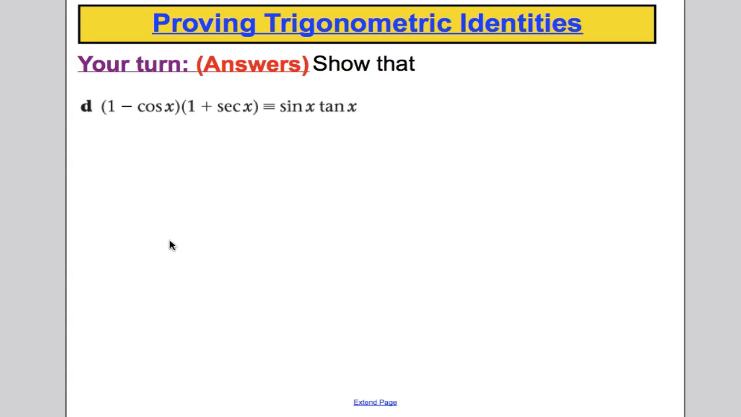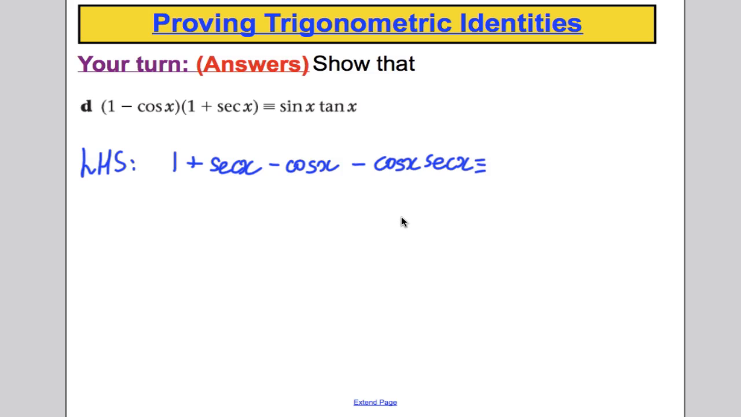This next one here, I'd always be tempted to just expand it. So let's have a go at this. We're going to start off with the left-hand side as always. We're going to expand it. 1 times 1 is 1. 1 times sec theta is sec x. Minus cos theta times 1 is minus cos x. Sorry, I keep saying theta, I mean x. And minus cos x times sec x, well, that's minus cos x sec x.